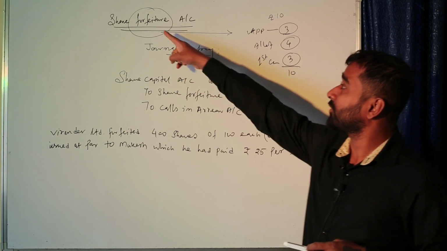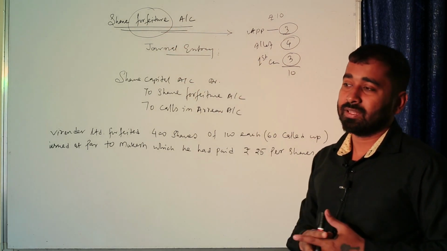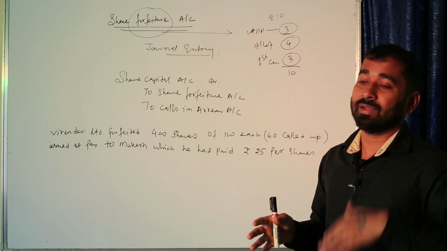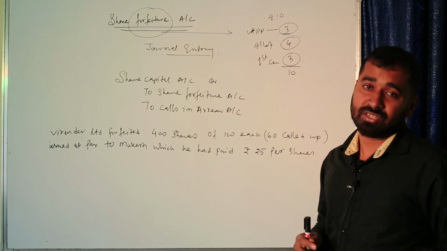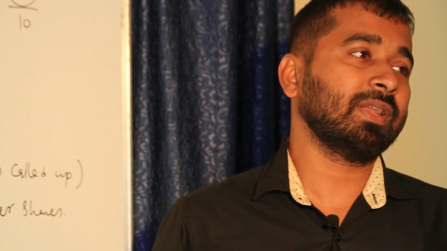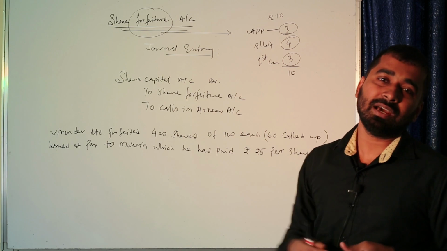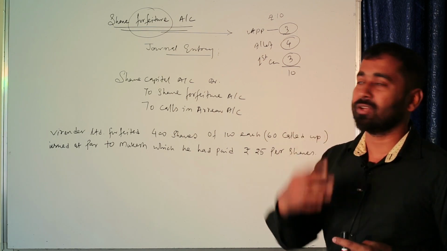Share forfeiture is indirectly known as cancellation of shares. Simply, when the subscriber, that means the shareholder, purchases shares from a company, and for some reason the company cancels the shares, even the money the shareholder has paid, the company keeps that money too. The company does not refund that money to the shareholder at all. That is known as the forfeiture account. Let's see how to deal with that.